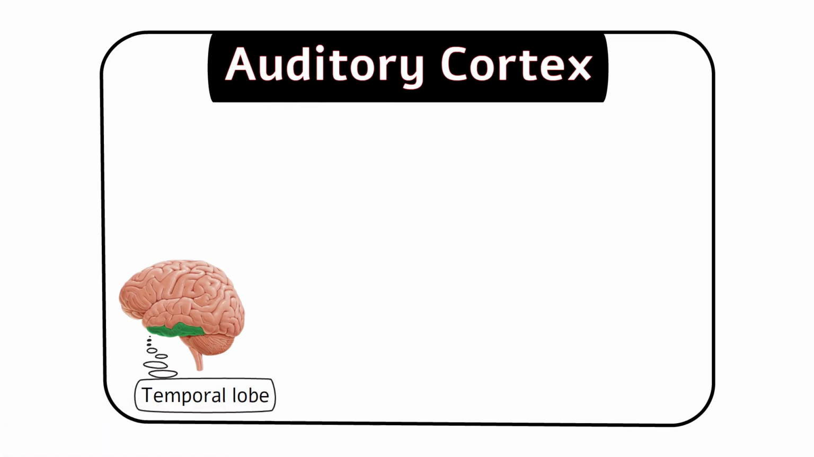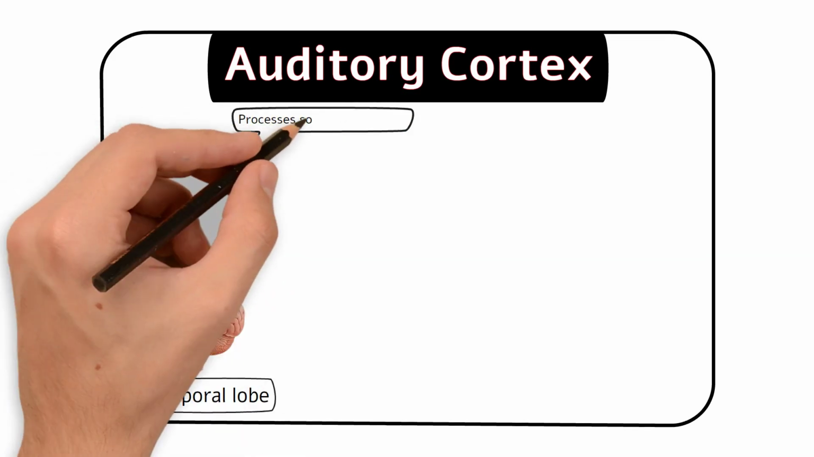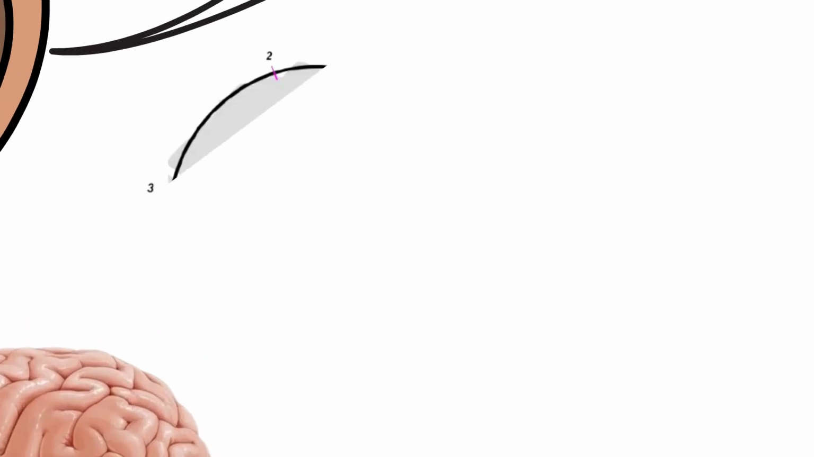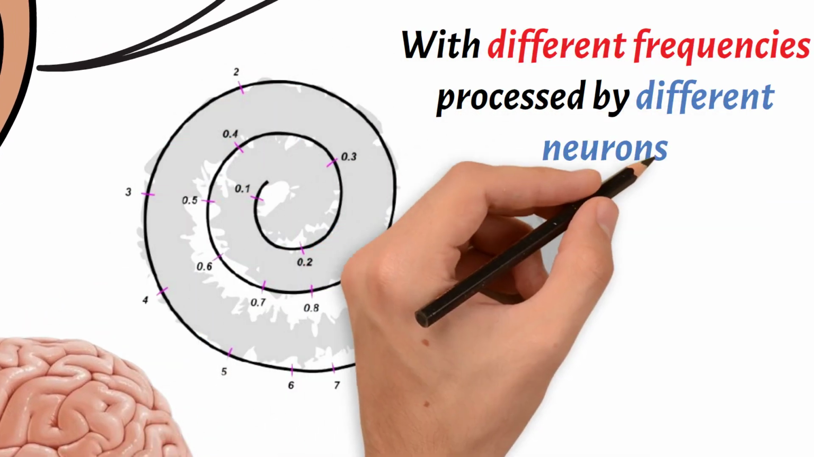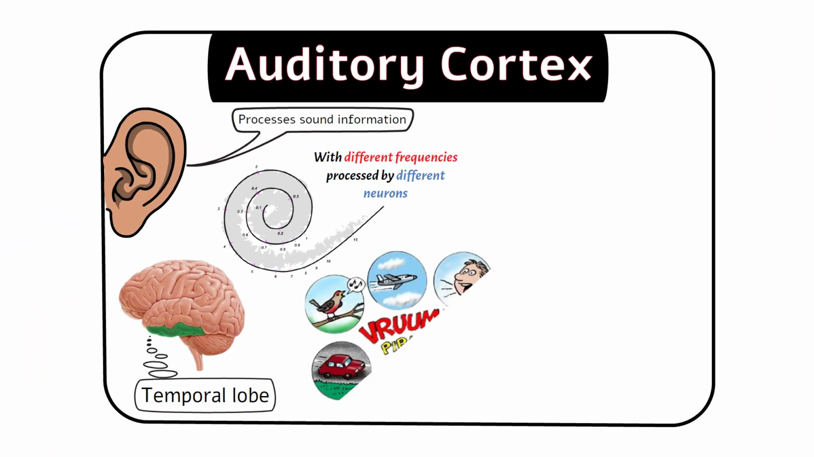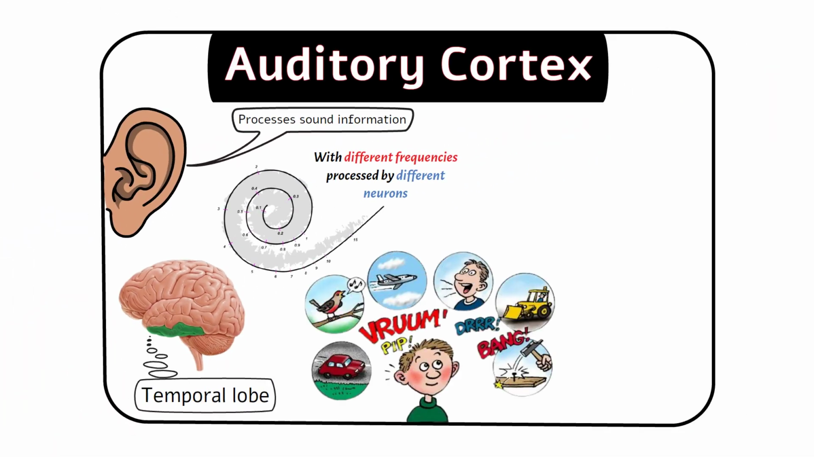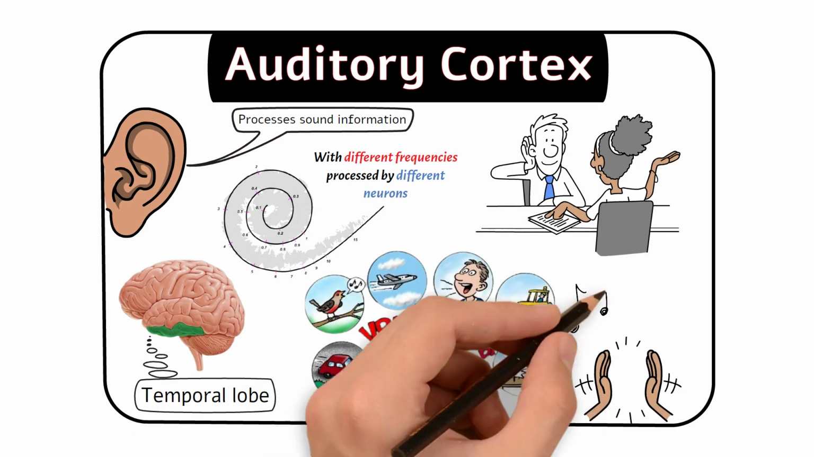Auditory cortex, located in the temporal lobe. The primary auditory cortex processes sound information. It is organized tonotopically, with different frequencies processed by different neurons. The auditory cortex is involved in identifying sound sources, understanding speech, and appreciating music.